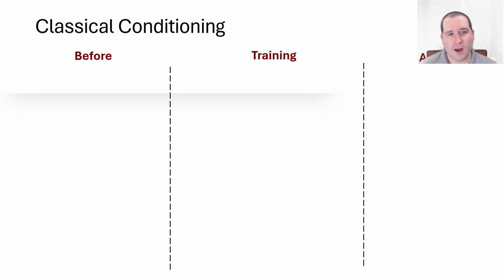Now, when we talk about the types of learning that can take place in behaviorism, there's kind of two main branches that we like to talk about. The first is classical conditioning, and then in a second we'll talk about its kind of big brother, operant conditioning.